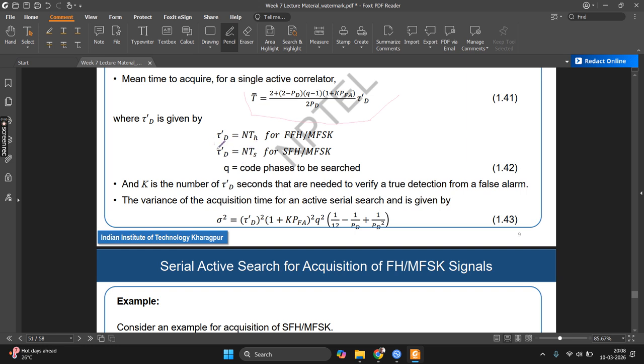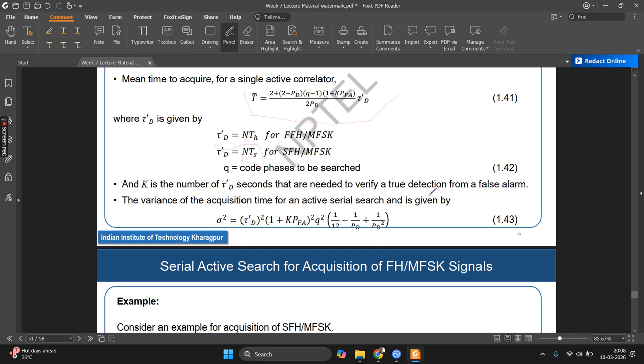this tau d dash is NTs or NTh. So if it is slow hopping, it will be the symbol rate or the chip rate, and if it is fast hopping, it will be given by the hop rate. So that is tau d dash. Now the variance is basically tau d dash square, and it will depend on the PD, and 1 by 12 minus 1 by PD plus 1 by PD square.